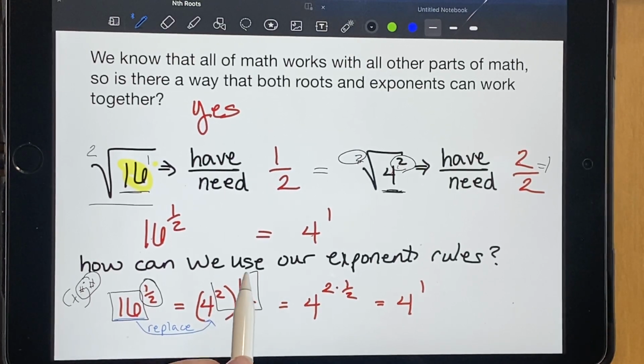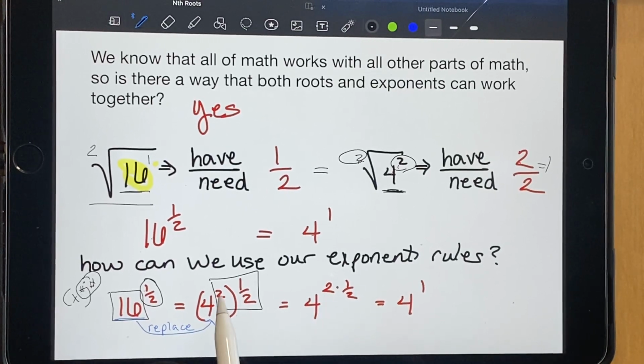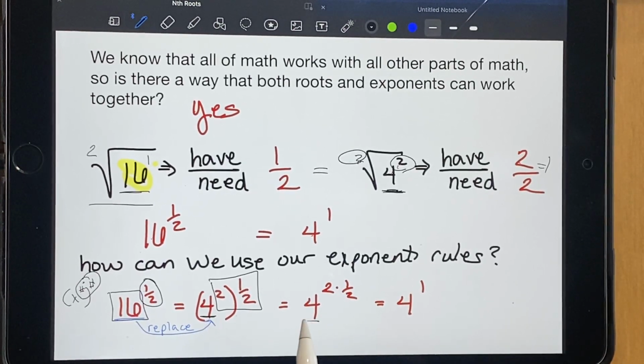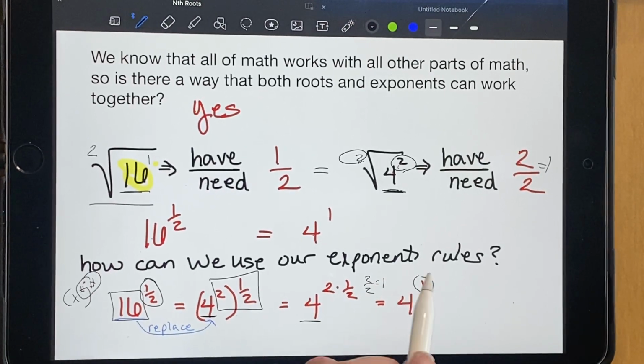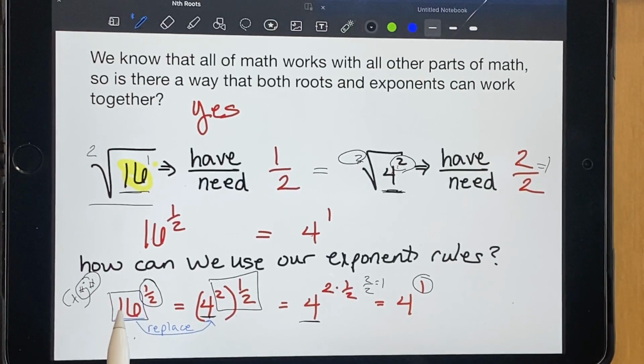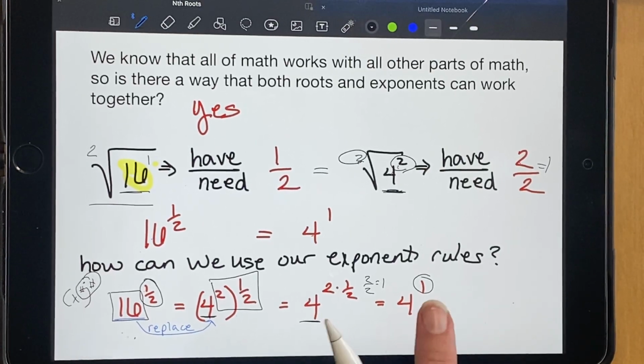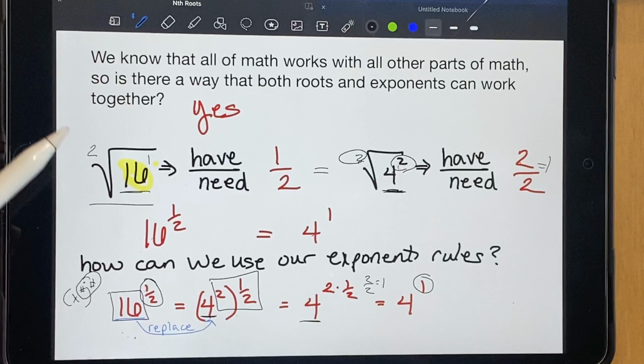Now I have a power to a power. My power to the power rule says the one power, one exponent, is multiplied times the other exponent. So now I have my base stays, my 4 stays. My exponent 2 is multiplied times 1/2, which 2 times 1/2 gives me 2 over 2, which reduces to 1. So yes, I've shown that we can go from 16 to the 1/2, and it's equal to 4 to the 1 by using our exponent rules.